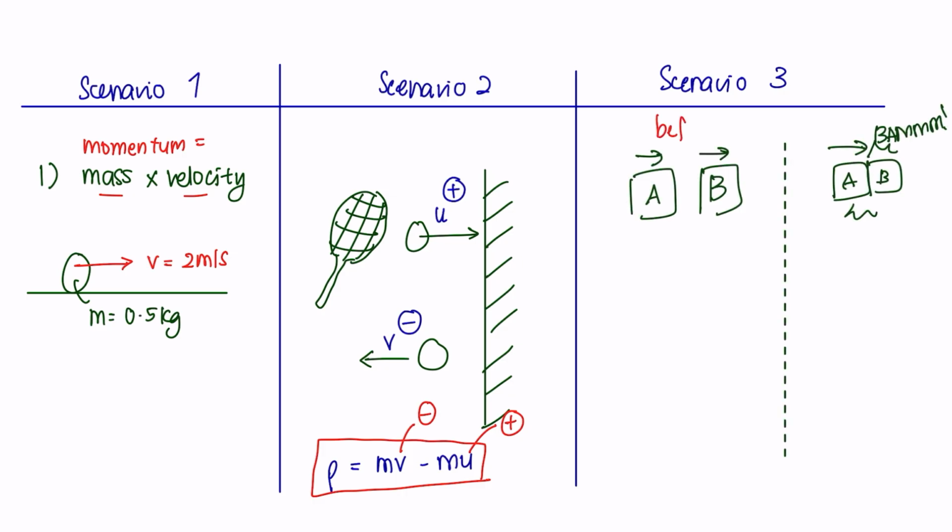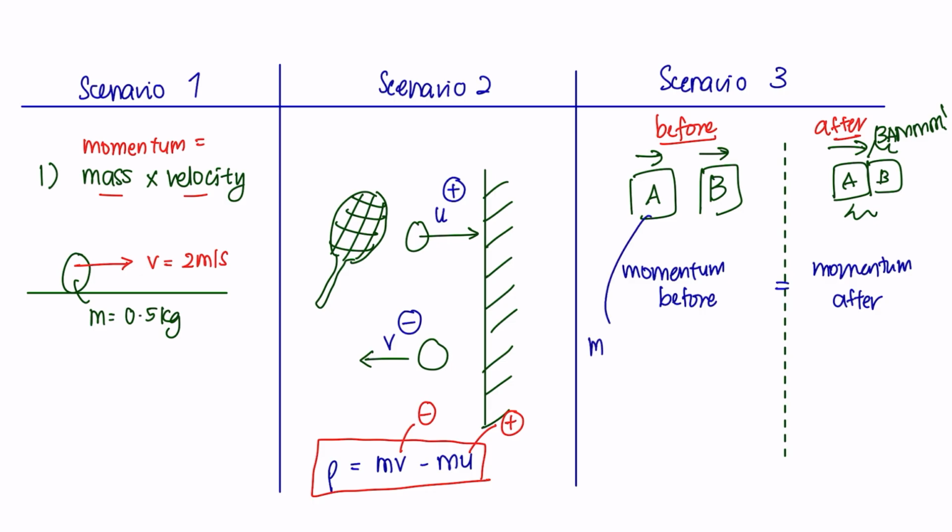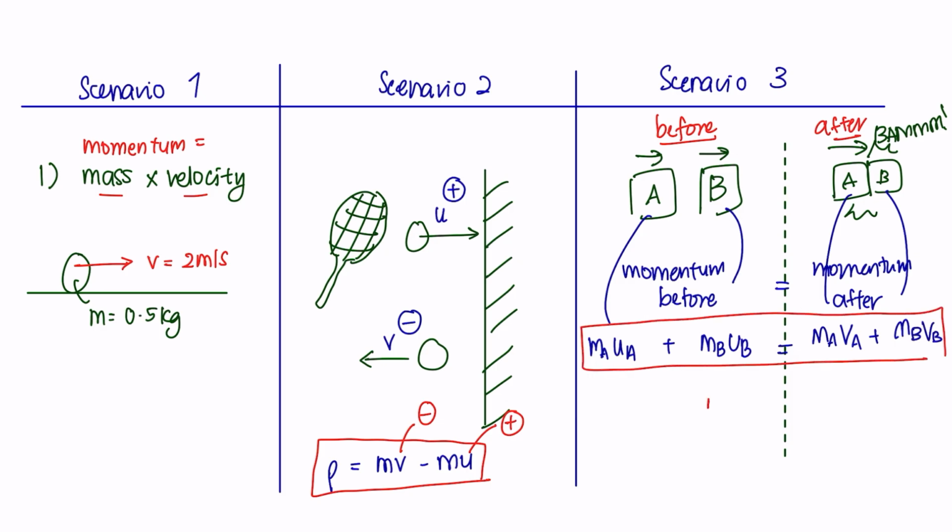And the next scenario is when you have two objects before and after collision. In this case, please remember to apply the principle of conservation of momentum, which says that the momentum before collision will be equal to the momentum after collision. So before collision, you have two objects: mass of object A times initial velocity of object A, added to mass of object B times initial velocity of object B, equals mass of object A times final velocity of object A, added to mass of object B times final velocity of object B. This is the formula that you have to remember.